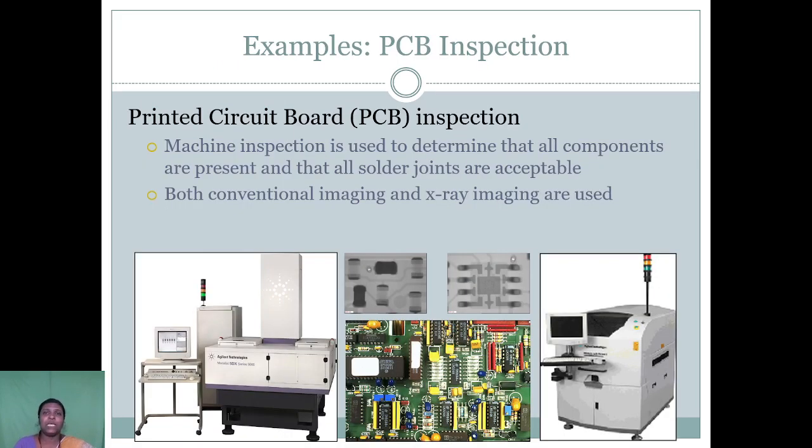And the next one is PCB inspection, printed circuit board inspection. Here, whenever the manpower is an unreliable source, at that time we use image processing techniques in PCB inspection. Machine inspection is used to determine that all components are present and that all solder joints are acceptable. Both conventional imaging and X-ray imaging are used.